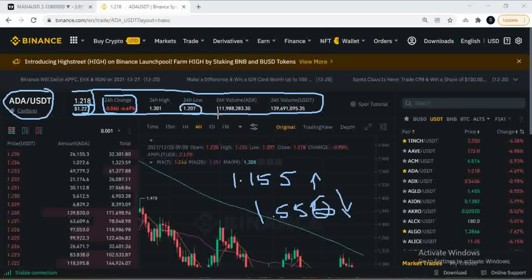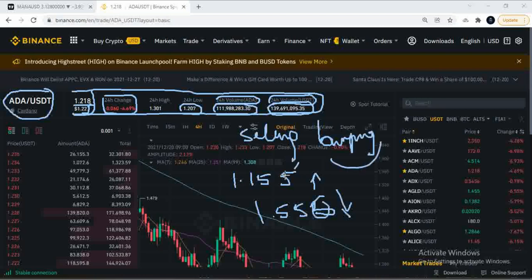Okay, this is the volume over the last 24 hours, and this is also the volume traded. All right, volume of ADA over the last 24 hours traded, and also volume of USDT traded against the ADA in the last 24 hours. So this also reflects people selling and also buying. Okay, so it reflects selling and buying.